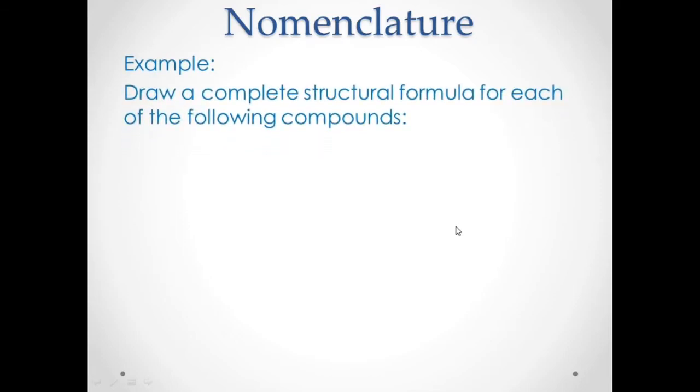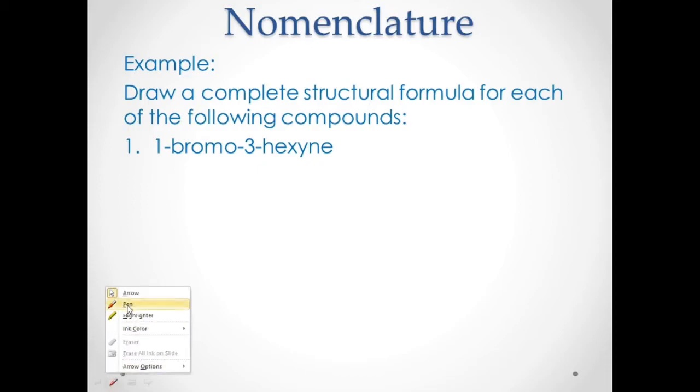So you have your problem. Draw a complete structural formula for each of the following compounds. We have 1-bromo-3-hexyne. So how are we going to draw the complete structural formula for 1-bromo-3-hexyne? Lately we named compounds: given the compounds, we name them according to the IUPAC system of nomenclature. For this problem, given the name, how are we going to draw the structural formula?